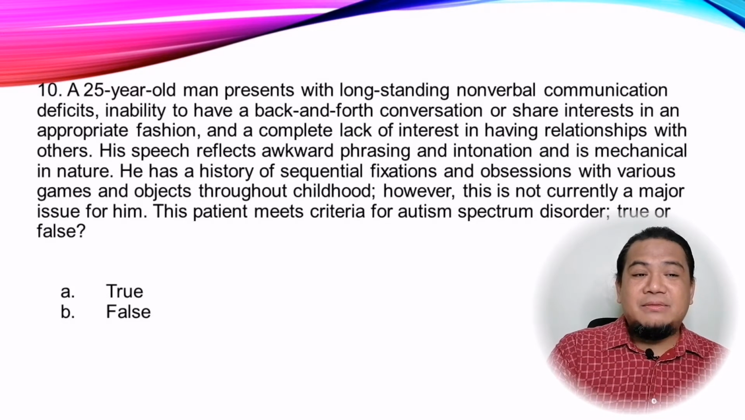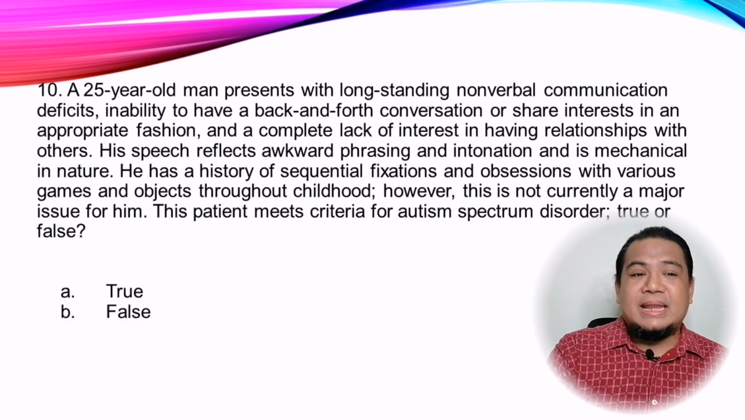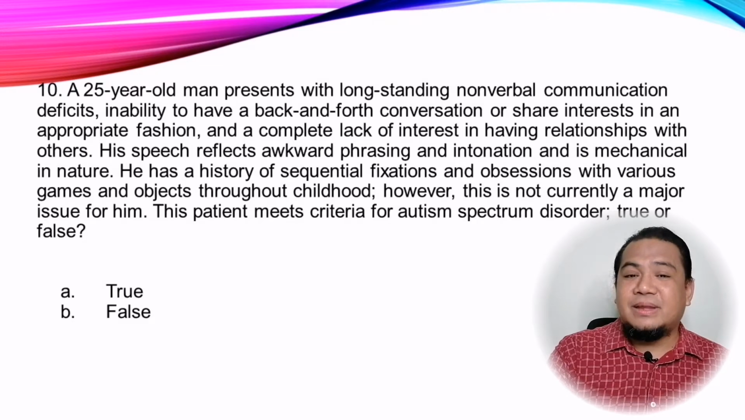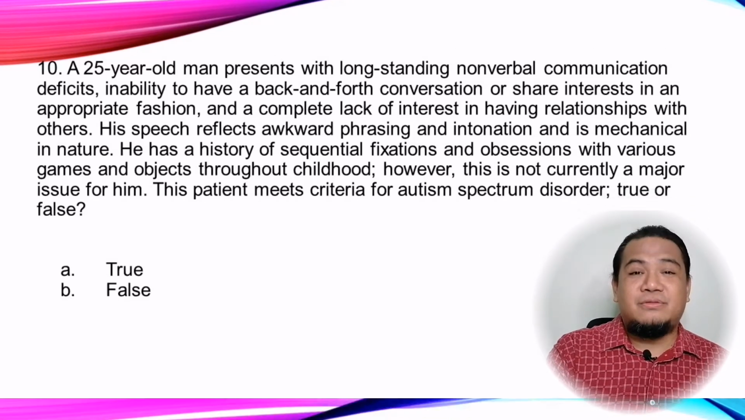Number 10, a 25-year-old man presents with long-standing nonverbal communication deficit, inability to have a back-and-forth conversation or share interest in an appropriate fashion, and a complete lack of interest in having relationships with others. His speech reflects awkward phrasing and intonation and is mechanical in nature. He has a history of sequential fixations and obsessions with various games and objects throughout childhood. However, this is not currently a major issue for him. The patient meets criteria for autism spectrum disorder. Is it true or false? A, true, or B, false?